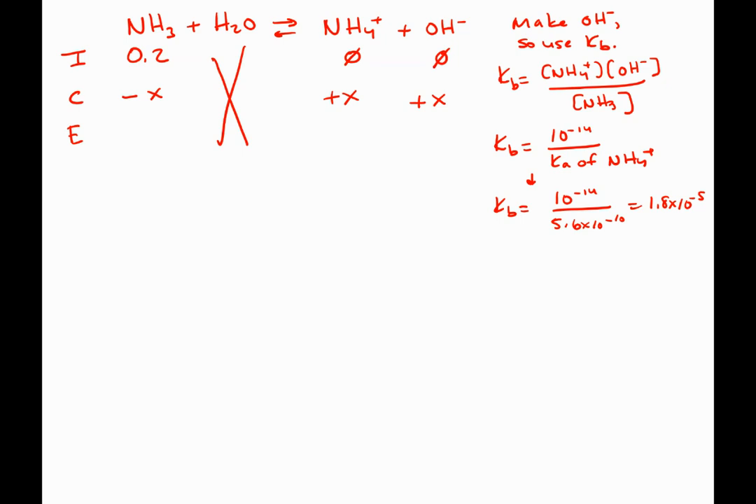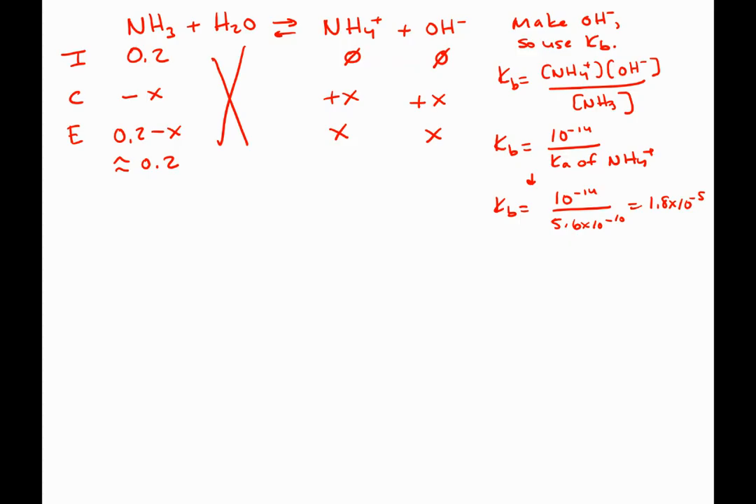We add the initial and the change lines to get the equilibrium line. 0.2 minus X for the NH3, X for the NH4+, X for the hydroxide ion. And because the value of Kb is quite small, it's less than 10 to the minus 3, you can use the small x approximation to help solve this problem and to avoid the quadratic equation. So approximate the concentration of NH3 at equilibrium to just be 0.2.